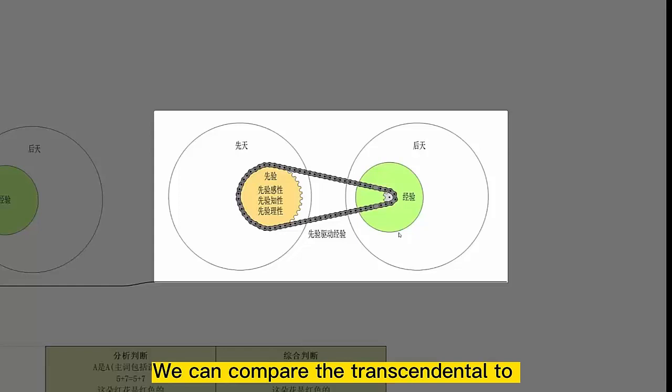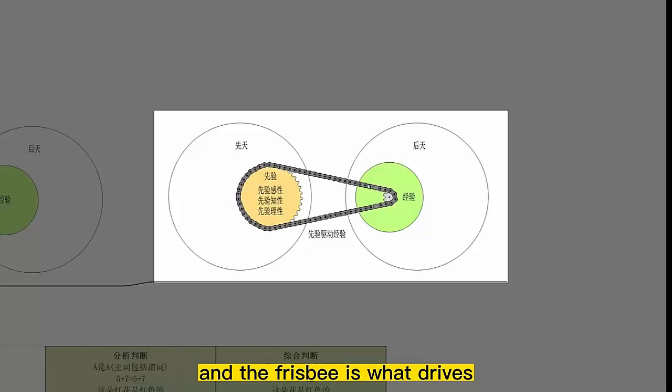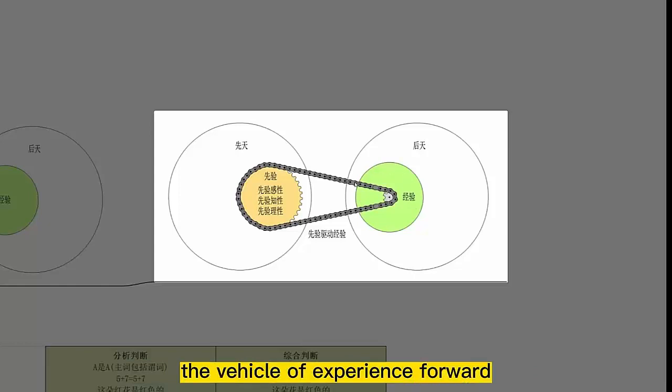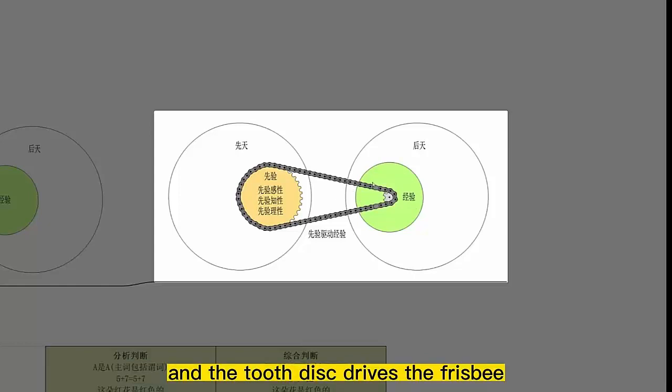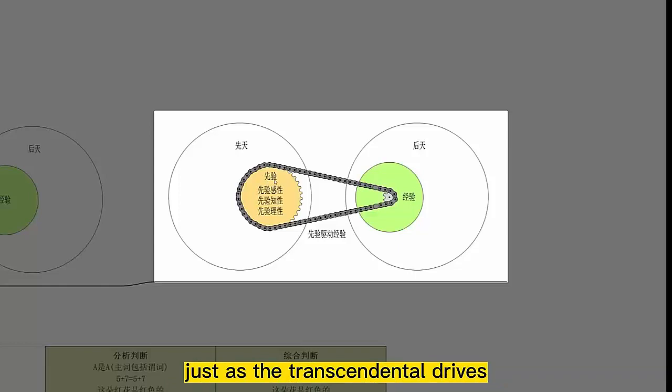We can compare the transcendental to the tooth disc of a bicycle, which provides the power, just as the transcendental is the condition for the production of experience. The small wheel on the rear is the freewheel, and the freewheel is what drives the vehicle of experience forward, and the tooth disc drives the freewheel, which in turn drives experience, just as the transcendental drives and generates experience.